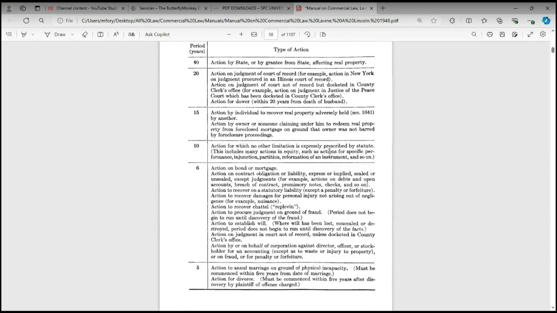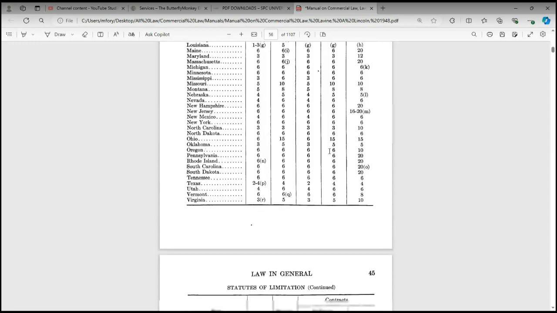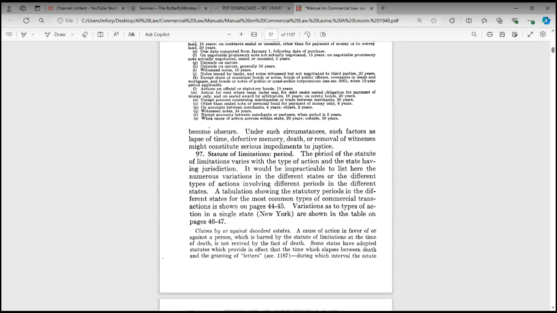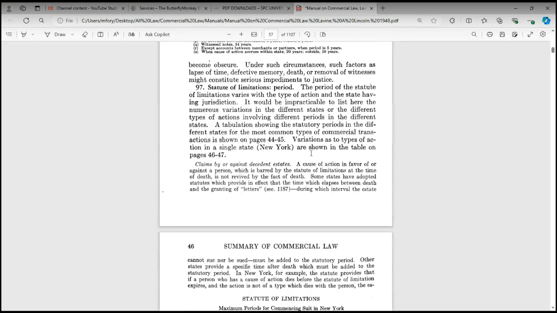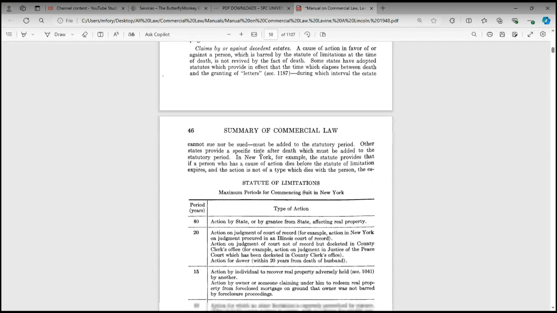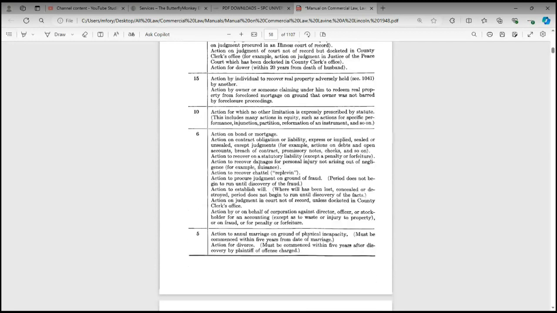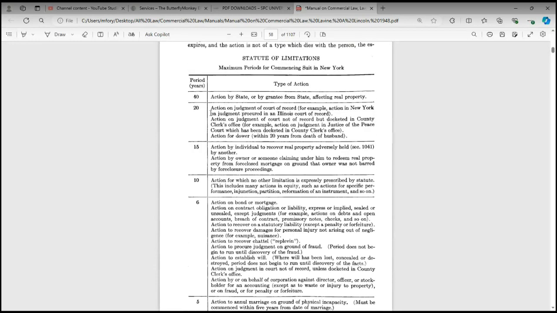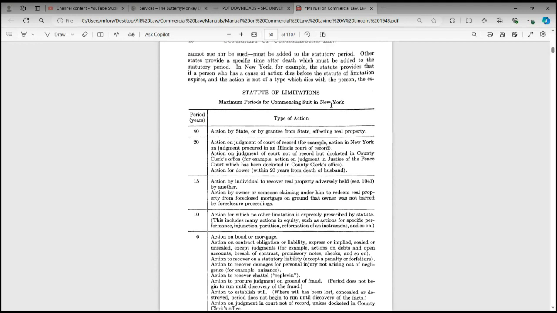So this is New York's. This is everybody else. It's variations as to types of actions in a single state. Claims by or against decedent estates. A cause of action. Hold on, let me look. Let's go over this first, because they reference me to look at it here. I ain't going to read it all because it's all New York stuff, right? So, maximum periods for commencing suit in New York. 40 years. Action by state or by grantee from state affecting real property.